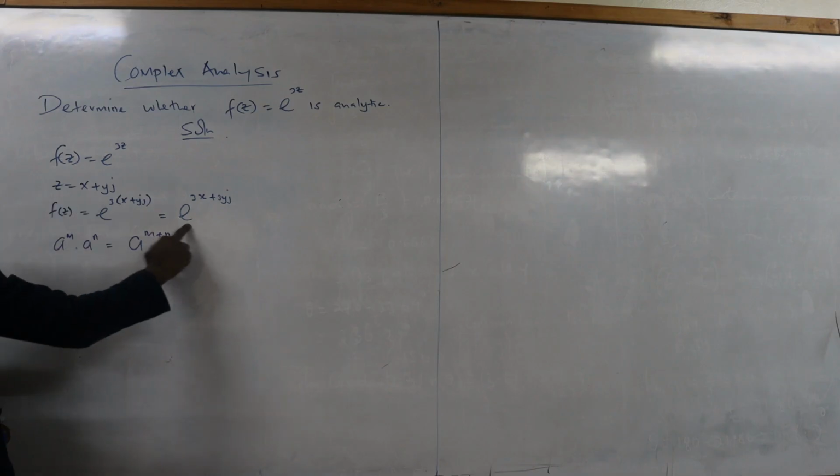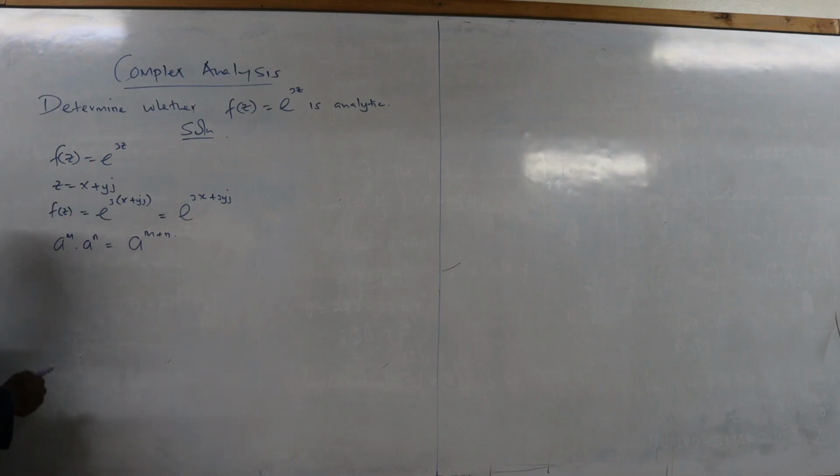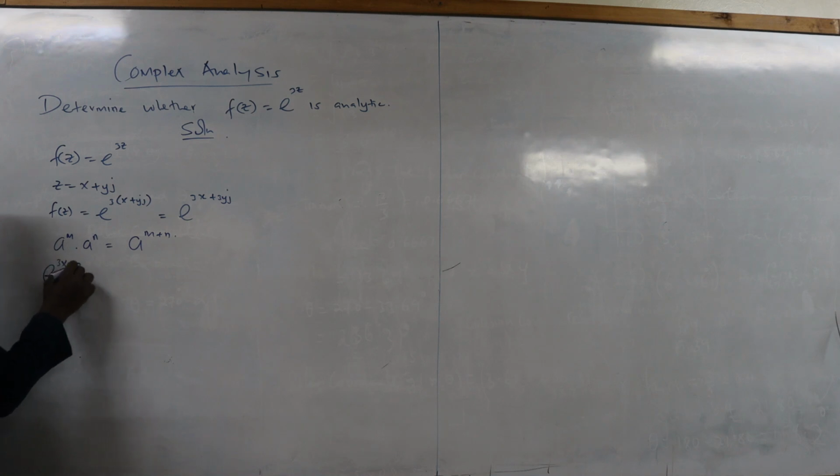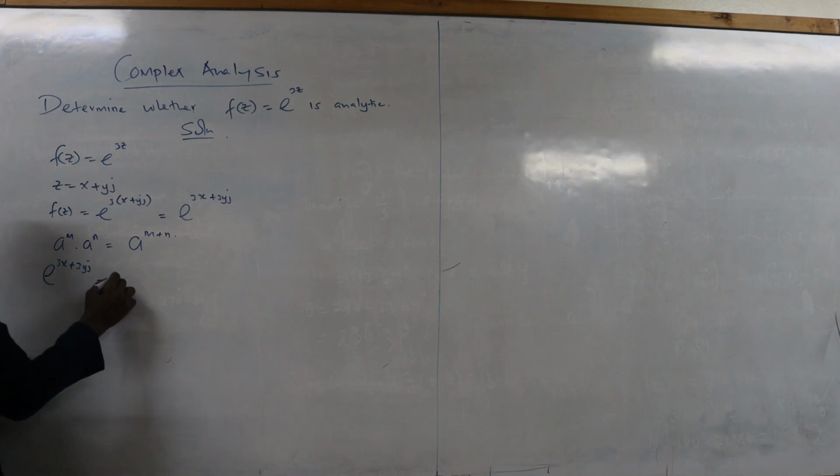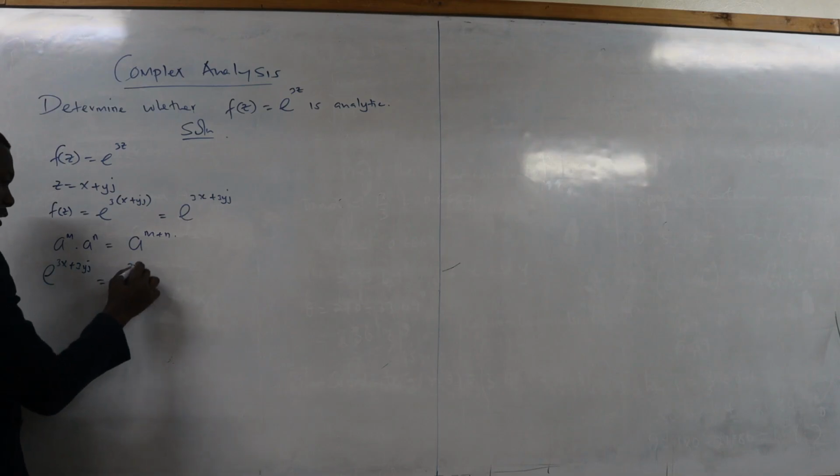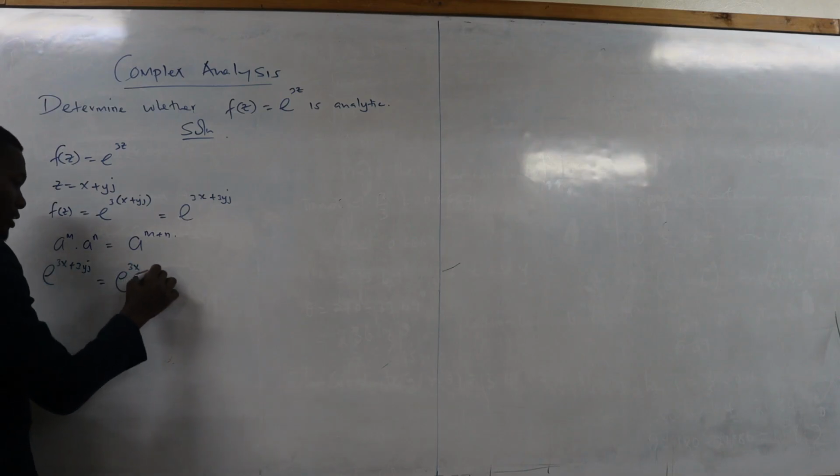So what will be our base? The exponent. So e to the 3x plus 3yj will be given by exponent 3x, then exponent 3yj.